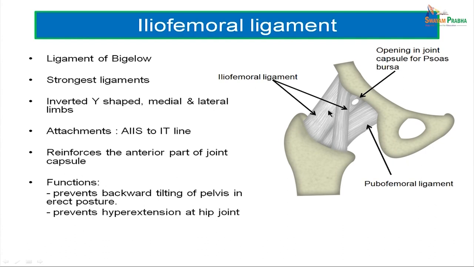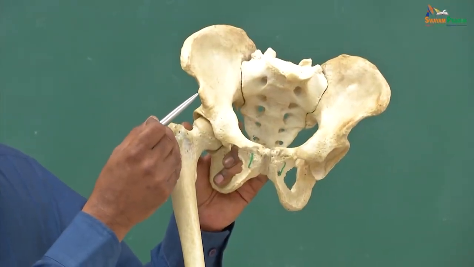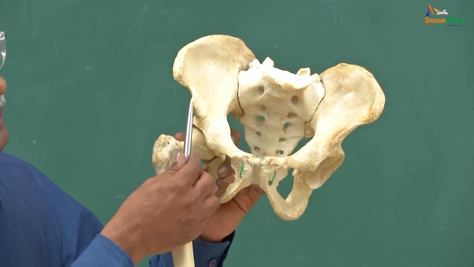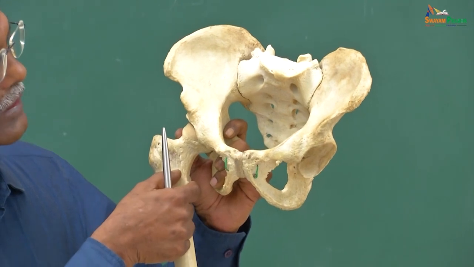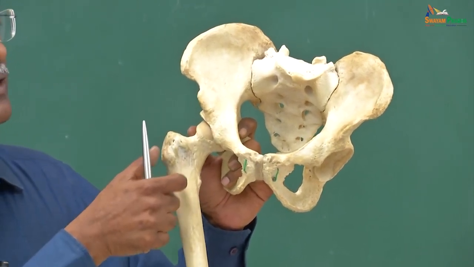The iliofemoral ligament reinforces the anterior part of the joint capsule, and its main function is that it prevents the backward tilting of the pelvis in the erect posture and prevents hyperextension at the hip joint. The iliofemoral ligament is attached to the anterior inferior iliac spine and extends downwards as two limbs, a medial limb which is attached to the lower part of the intertrochanteric line and a lateral limb which is attached to the upper part of the intertrochanteric line.